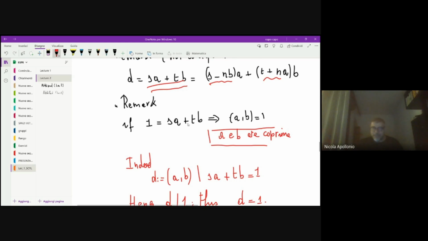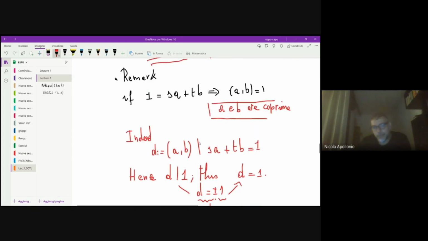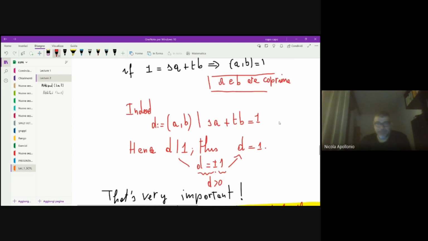This is a very interesting consequence. It's not trivially clear why this is true, but it follows by the construction. So if one is a linear integer combination, there is a small proof here, but you should complete this proof by yourself because it is instructive and easy.